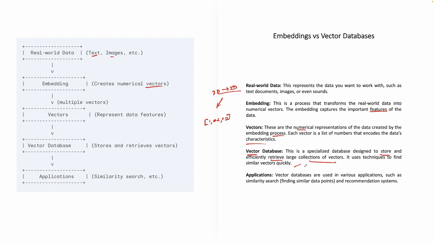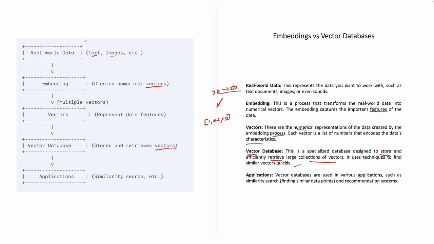A man is to a woman, a king is to a queen, so you're doing something like a similarity search. Or a cat and a kitten, they are related. Or take the fruits example: if you give them a vector representation, where would an apple come? It will come in the category of fruits. So a vector database is storing and retrieving the vectors.